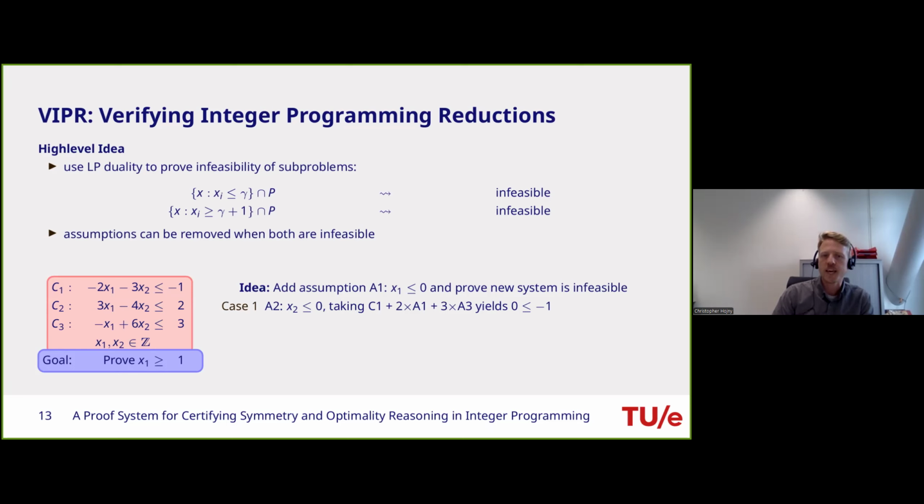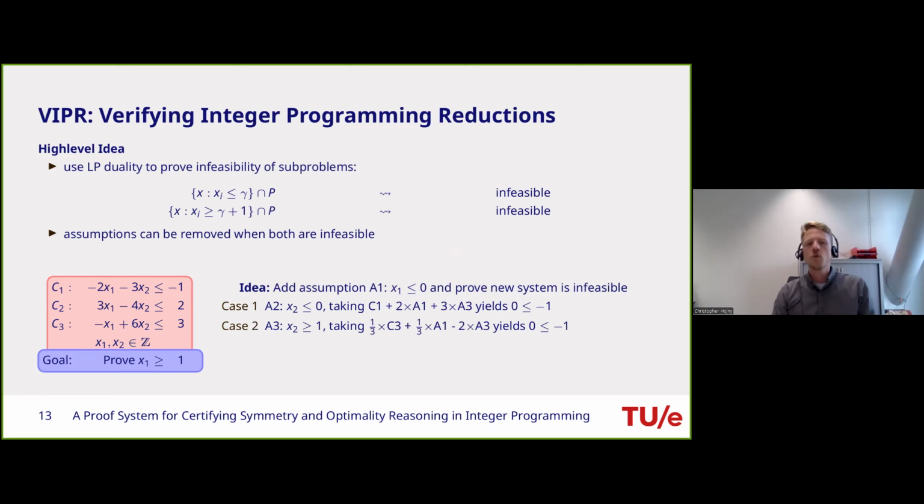If we are in the first case, then I can now take this duality reasoning with this dual certificate to prove that no feasible solution exists in which both x1 is at most 0 and x2 is at most 0. And I can do this by taking an aggregate of the constraints that exist in my original problem, together with the assumptions that I made. And this then yields me the contradiction that 0 is at most 1. So I know that under the assumption A1, A2 cannot hold.